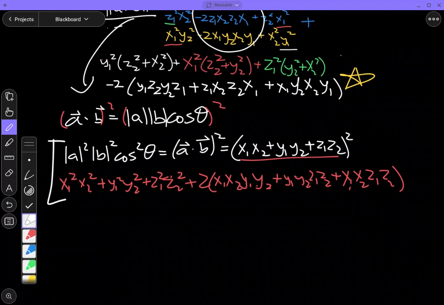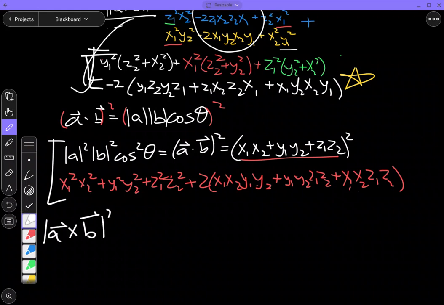Great. So now we're going to add this whole piece with this whole piece, which we found earlier. The first piece up here is equal to the magnitude of the cross product squared. And we're going to add that to this part, the left-hand side here, which is the dot product squared, so a squared, b squared, cosine squared theta.